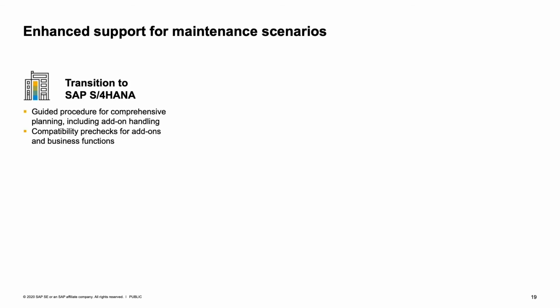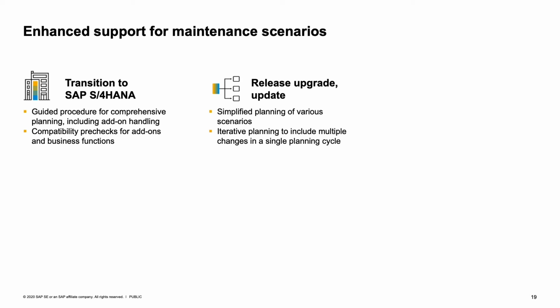So we have been enhancing S/4HANA support in Maintenance Planner. We offer comprehensive functionality. You can plan greenfield or brownfield scenarios. You can perform conversion pre-checks. And for that, you don't even require S/4HANA licenses. We support planning for backend and front-end Fiori server in single transaction and allow download of software archives and stack XML. All kinds of updates, upgrades are supported, and we have been investing heavily in simplifying the process. You can iteratively plan multiple changes in a single planning cycle.